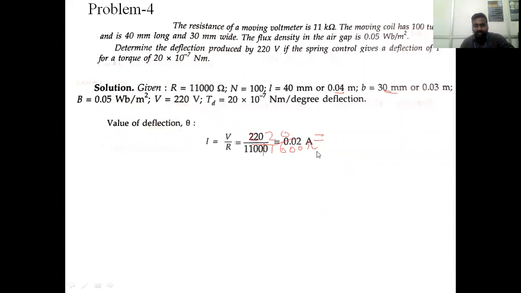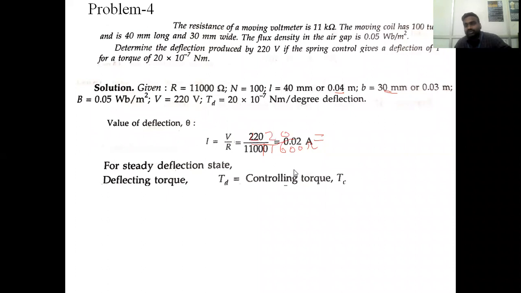Okay, and what is the next step? We need a deflection torque condition at a steady state condition, that means after the needle reads 220 volts. This is a permanent magnet moving coil meter, and it is a voltmeter. The voltmeter has to read 220 volts. After reading 220 volts, the meter will go into an equilibrium condition. That means the deflection torque will be equal to the controlling torque. So at that condition, I am equalizing the deflection torque to the controlling torque at a steady state condition.